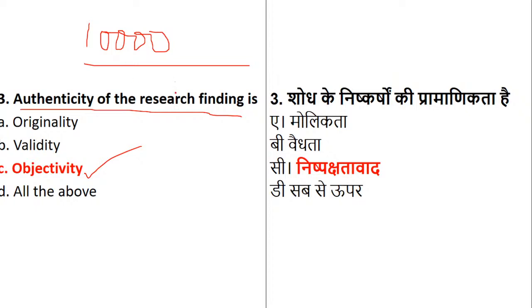Revati, in research findings, what is authenticity? It means that you need to understand whether your research finding is authentic or not. For that, it is important that it relates to your objective. It means you are able to relate your research findings with the objective of the research which you have set. Is it clear? Okay, now let's go to question number 4.